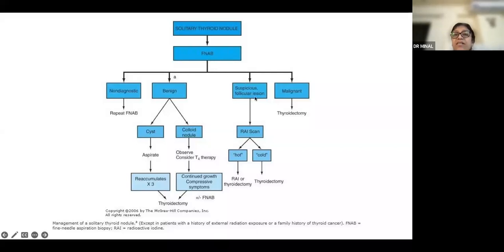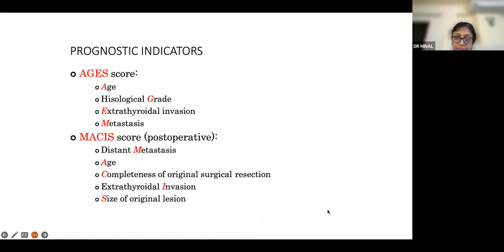If this FNAC is giving a suspicious nodule, go for a radioiodine scan. If the radioiodine scan is giving you a hot nodule, ablate it. If it is cold nodule, go for a surgery. If your FNAC is giving you a clear picture of malignancy, go for a surgery. So this slide is important. Follow it closely, and then you can correctly reach all thyroid nodules.